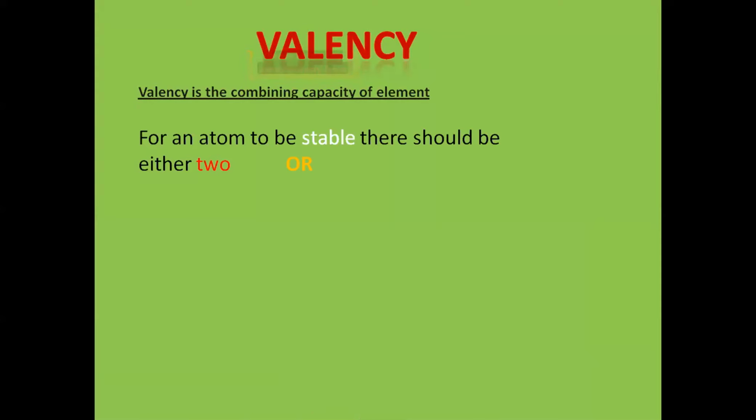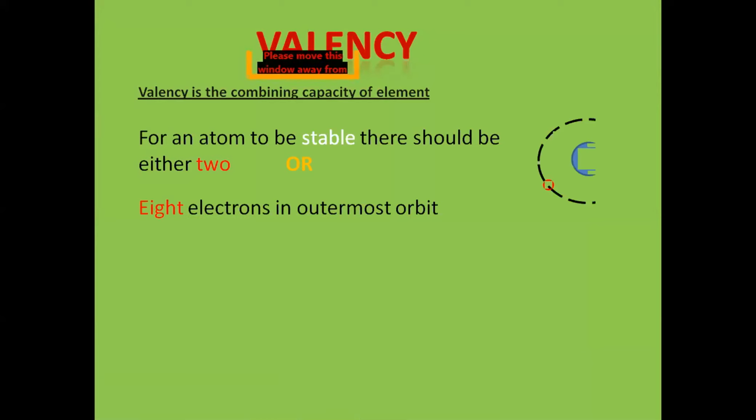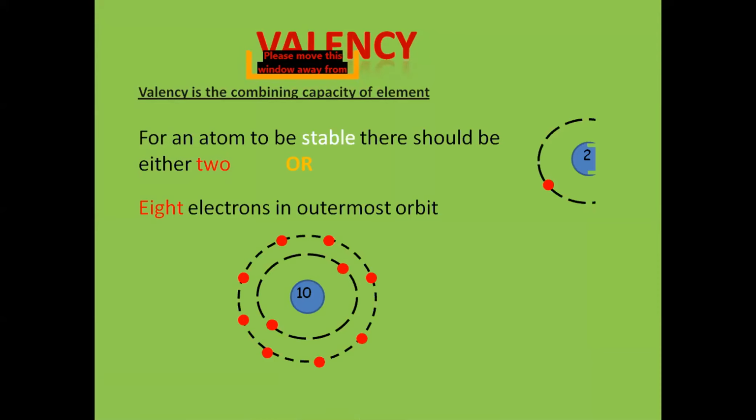Now the most important part of the chapter is valency. It is nothing but the combining capacity of the element. This is the definition. But what is the exact meaning of this definition? When the atom has to become stable, it should achieve 2 important states. The important stable states are 2 electrons in the first shell or 8 electrons in the next shell. These are the 2 stable states.